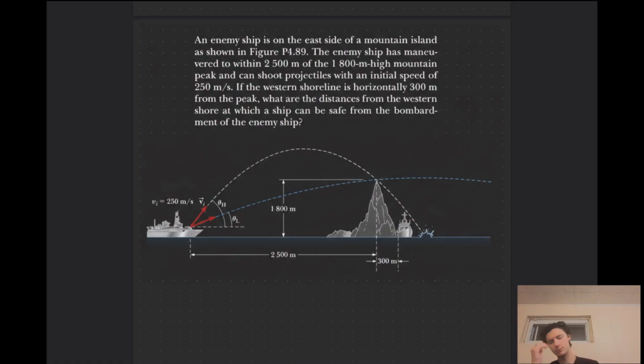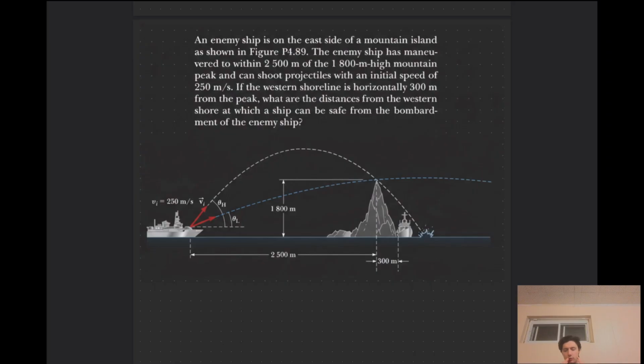First, I'm going to just think with you guys. We're not going to write anything. I'm just going to think about what this problem is asking me. So I'm going to reread the last two sentences. If the western shoreline is horizontally 300 meters from the peak, which is shown over here in the image, what are the distances from the western shore at which a ship can be safe from the enemy attack?